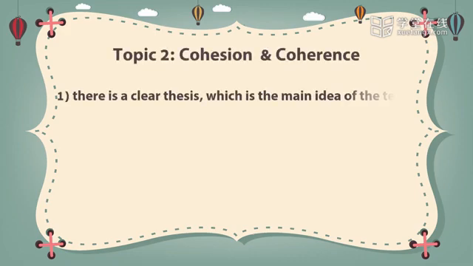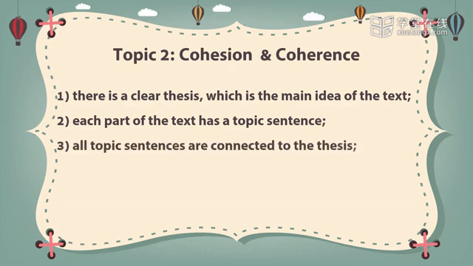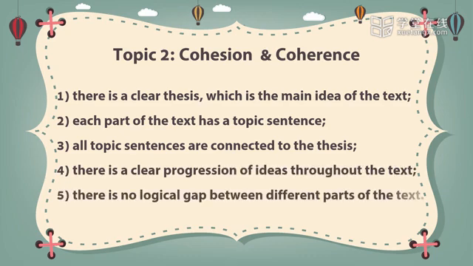1, there is a clear thesis, which is the main idea of the text. 2, each part of the text has a topic sentence. 3, all topic sentences are connected to the thesis. 4, there is a clear progression of ideas throughout the text. And then 5, there is no logical gap between different parts of the text. And so for cohesion, it is the grammatical and or lexical relationships between the different elements of a text.